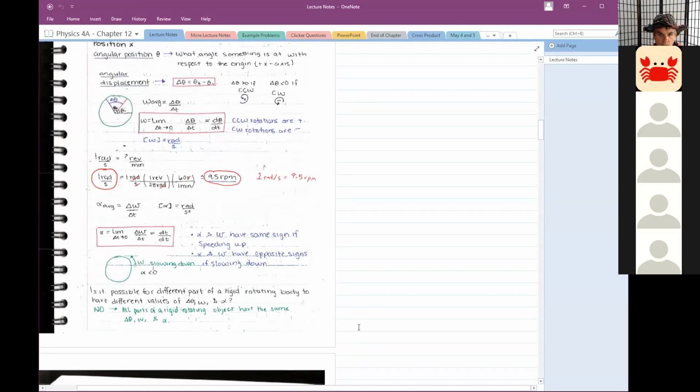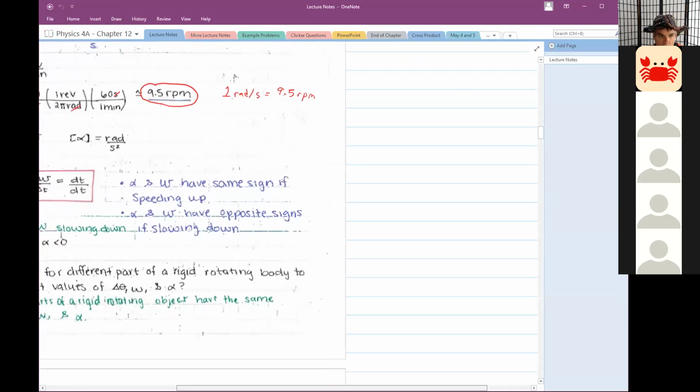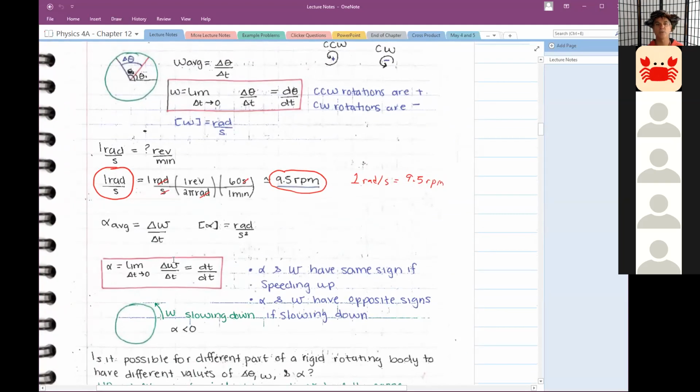Revolutions per minute. So if I ever wanted to go from radians per second to revolutions per minute, I know one revolution, one complete circle, is really 2 pi radians. So I can multiply by 1 revolution over 2 pi radians. There are 60 seconds in a minute, so multiply by 60 seconds over 1 minute. Seconds cancel out, radians cancel out. I'm left with revolutions per minute. And what you'll get is 1 radian per second is about equal to 9.5 revolutions per minute.